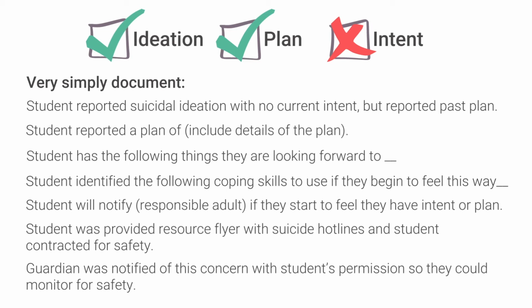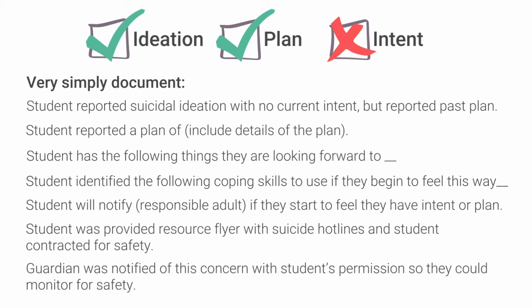You also want to document that you provided them a resource flyer with suicide hotlines. We're going to talk more about that flyer in a little bit. And you're going to want to document that they contracted for safety. Again, it's great if you've done this collaboratively, then you can document that student's guardian was notified of this concern with student's permission so they could monitor for safety. Again, the more adults in their life that can be aware and supporting the student, the better.